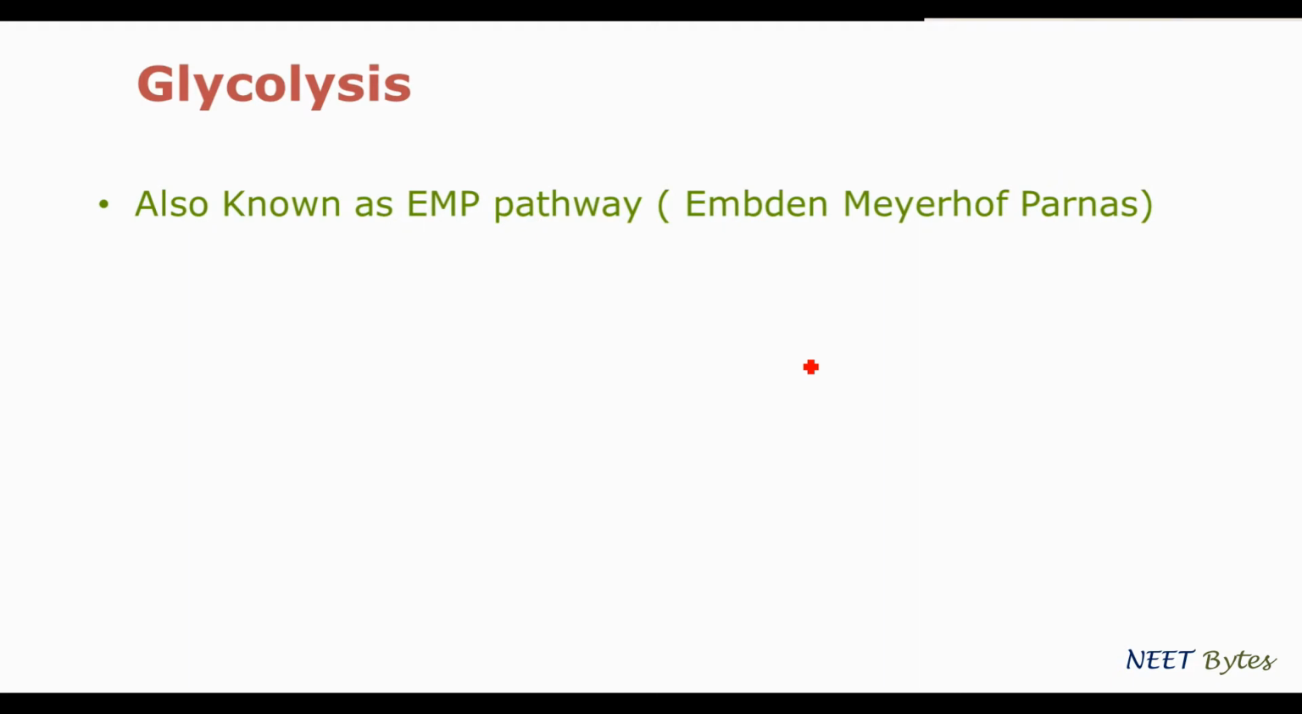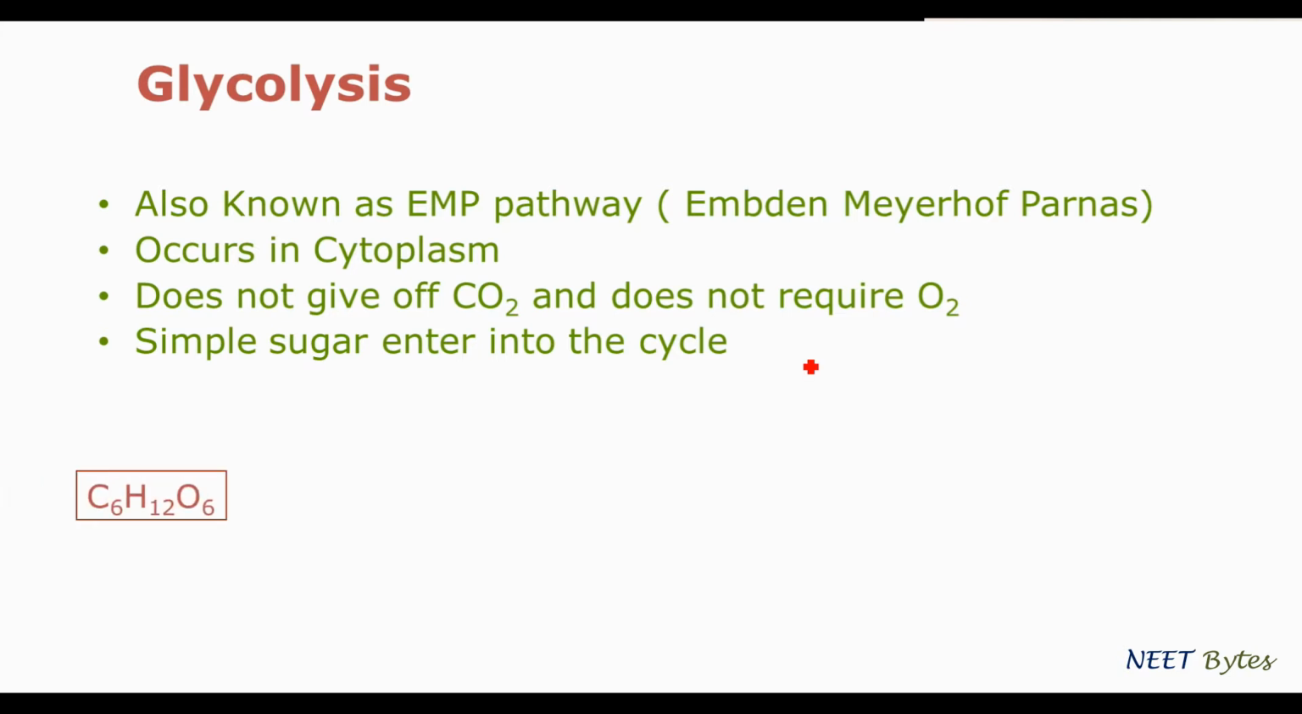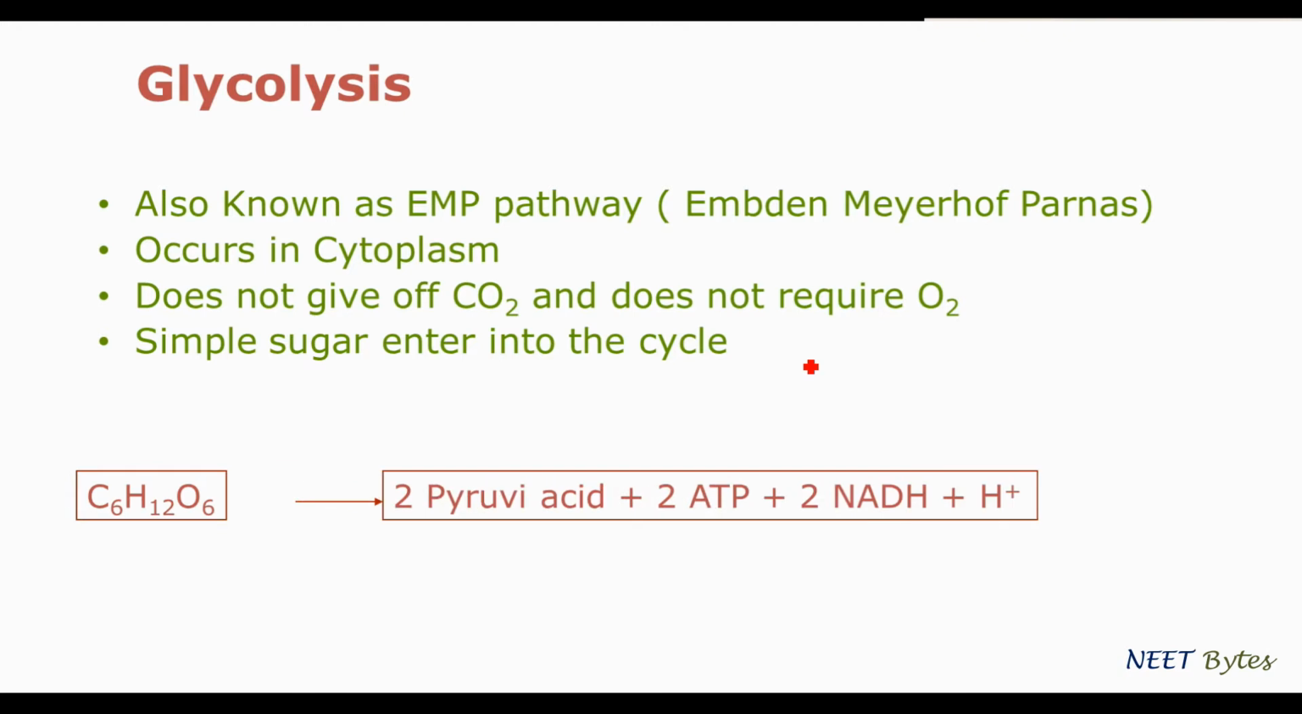Now you see, glycolysis is also known as the EMP pathway, named after its discoverers, the Embden-Meyerhof-Parnas pathway. It occurs in the cytoplasm and it doesn't require oxygen. The pathway begins with a simple sugar. Even if there is a complex sugar, first of all it has to be broken into a simple sugar in the form of C6H12O6, and then the next step begins. Ultimately the glucose is broken down into 2 molecules of pyruvic acid, a 3-carbon compound, and as a result 2 ATP and 2 NADH2 are formed.